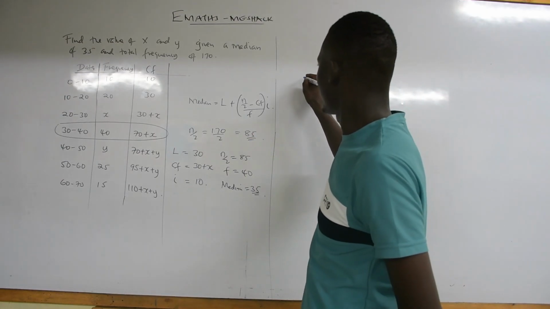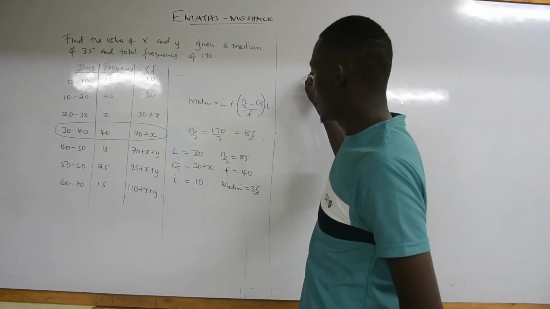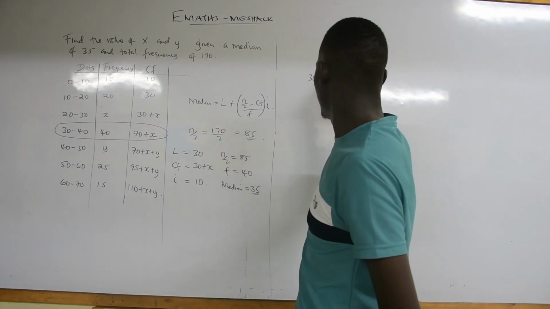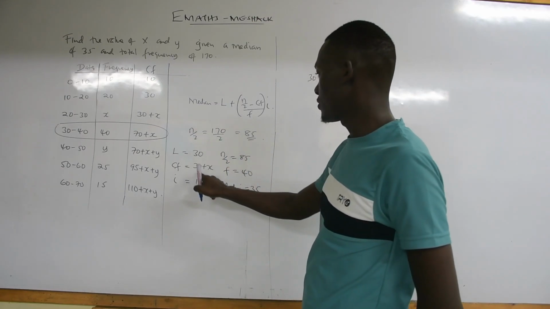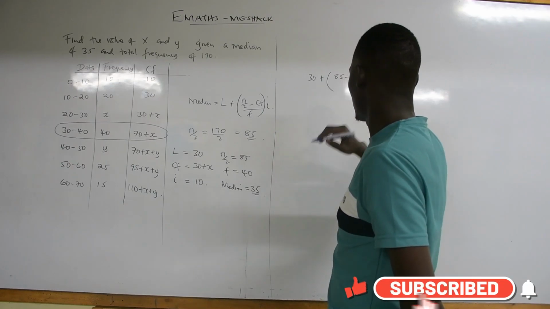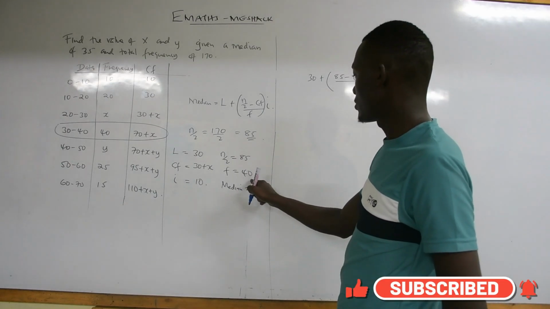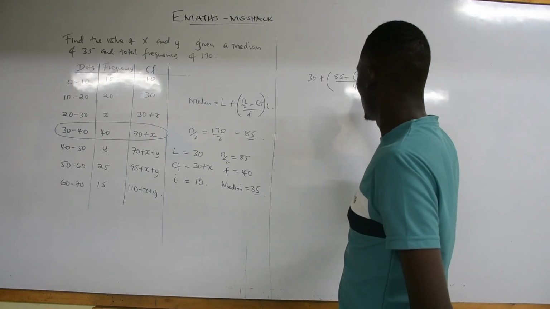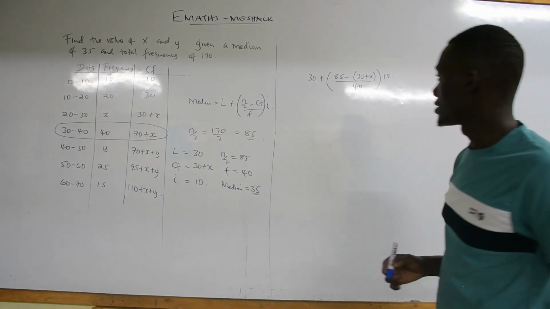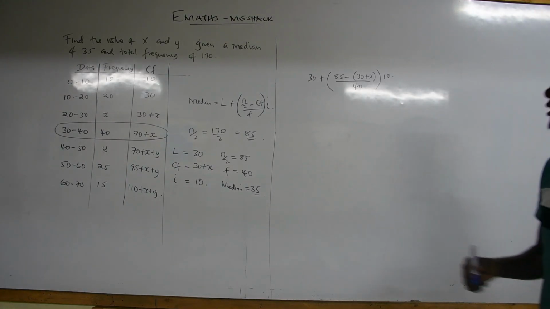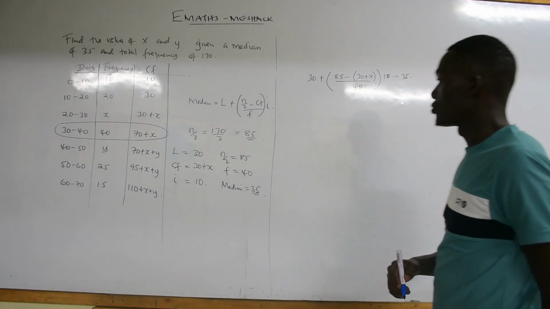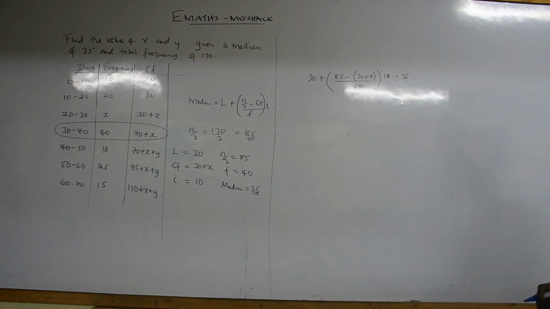So now, our L is 30, plus n over 2, which is 85, minus the cumulative frequency, 30 plus x, in brackets, then over the frequency, which is 40, then multiplied by the interval, 10. So this should give you 35 at the end of the day.